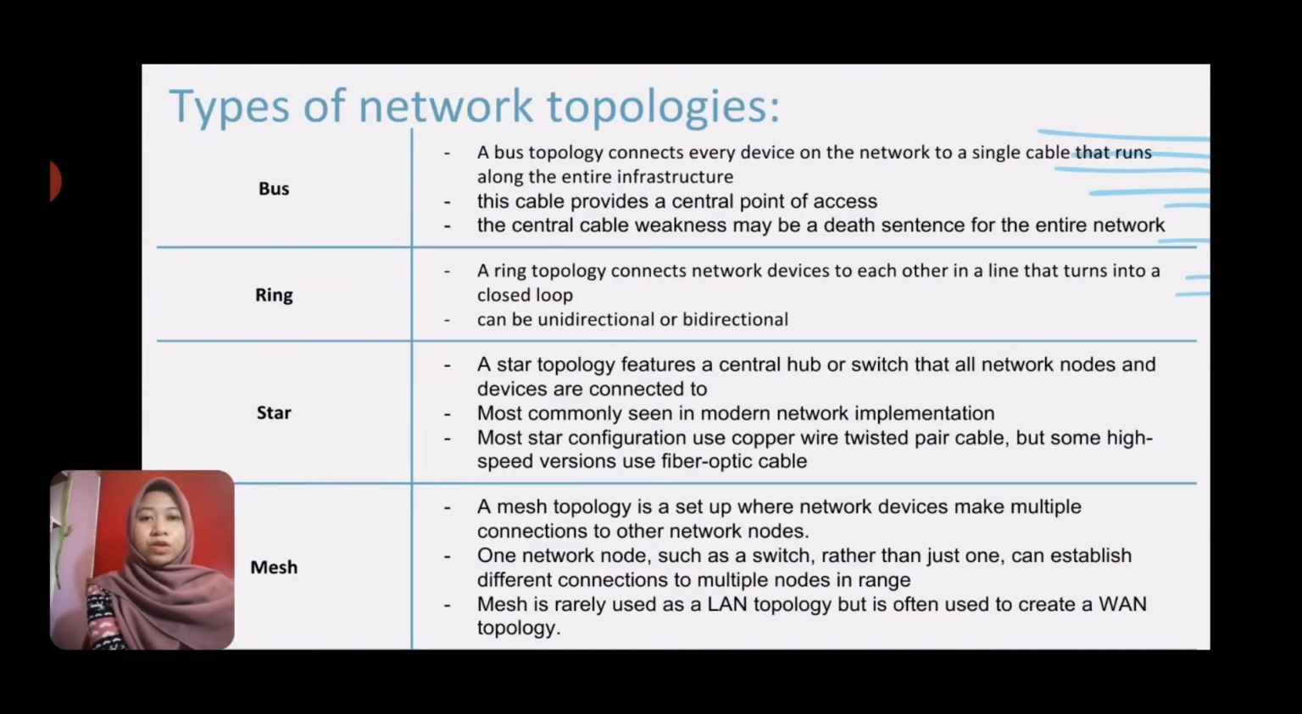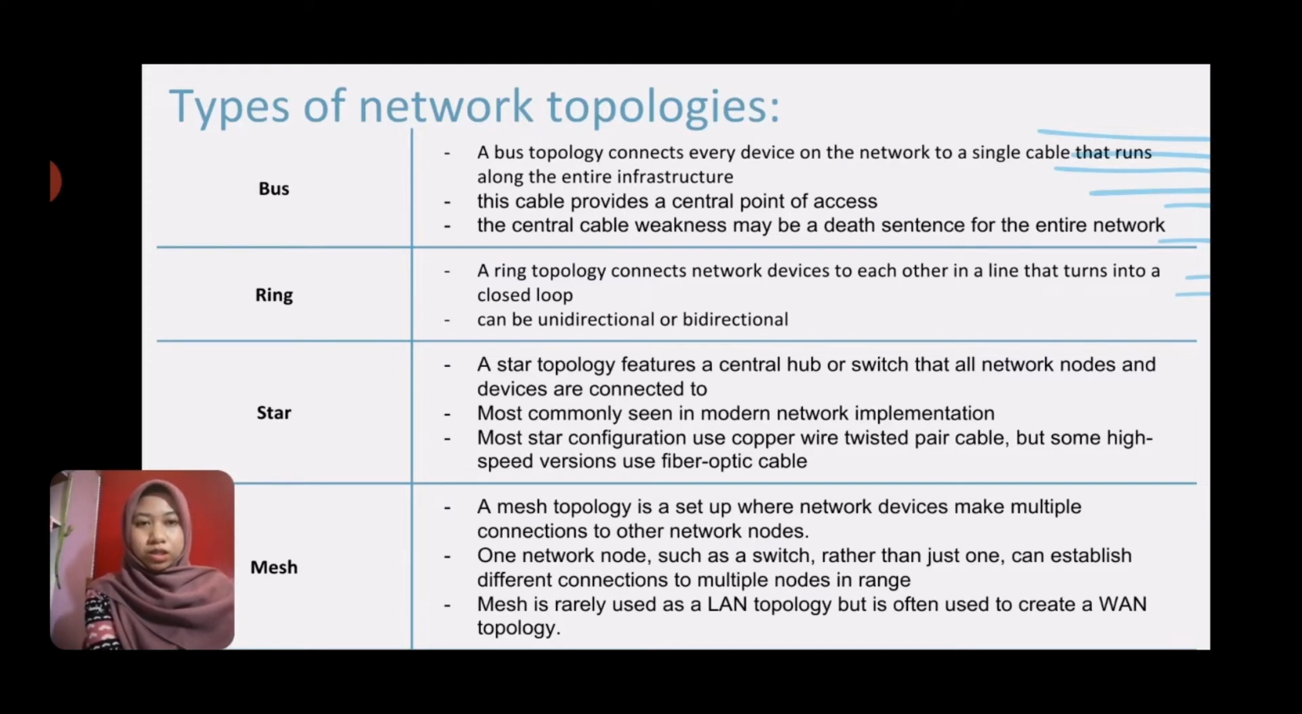So there is 4 types of network topologies, which is the important types. Here is bus, ring, star, and mesh topologies. So bus topology connects every device on the network to a single cable that runs along the entire infrastructures. So this cable provides a central point of access. So the central cable weakness may be a dead sentence for the entire network.